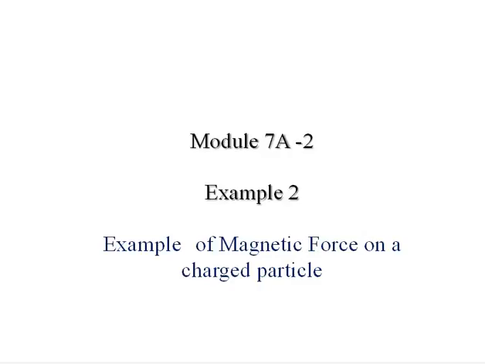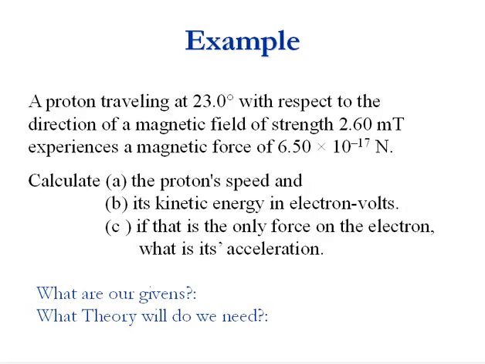In this video, we'll take a look at an example of magnetic force on a charged particle. In this example, we have a proton. A proton is moving at an angle of 23 degrees with respect to the direction of a magnetic field that has a strength of 2.60 milliteslas. And at that point, it experiences a magnetic force of 6.50 times 10 to the negative 17 newtons.